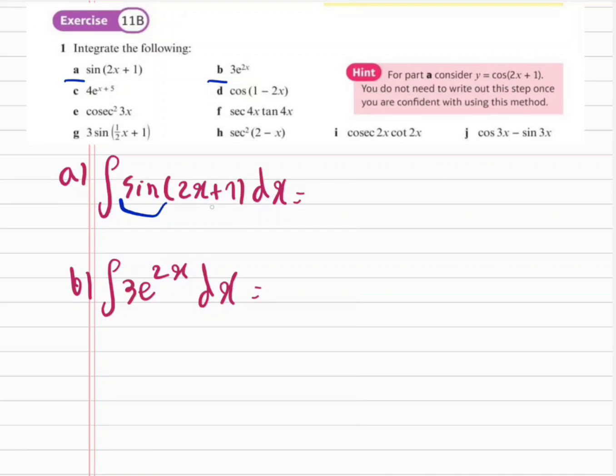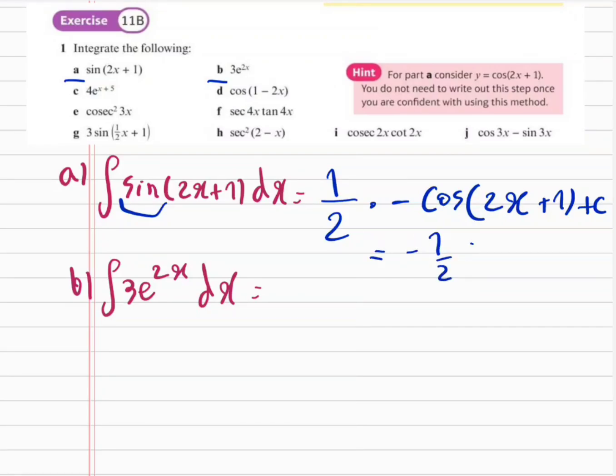For example, in this case, 2x plus 1 differentiates to 2, so the reciprocal of the derivative, which is 2, is going to be 1 over 2, so that becomes the coefficient of the integral. And then we integrate the outer function, sine of something. We don't care about the something because we have already integrated that. Sine itself integrates to minus cos, so we are going to get minus cos, and obviously we just rewrite the function again, 2x plus 1, plus c. So when we integrate, we'll get minus a half cos of 2x plus 1, plus c.